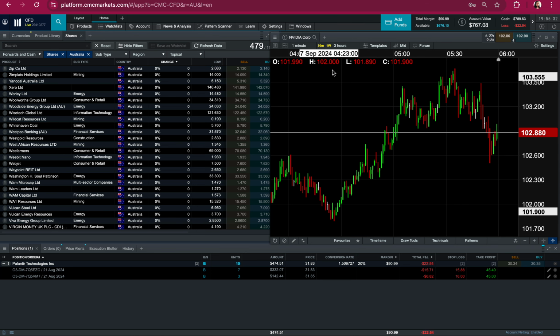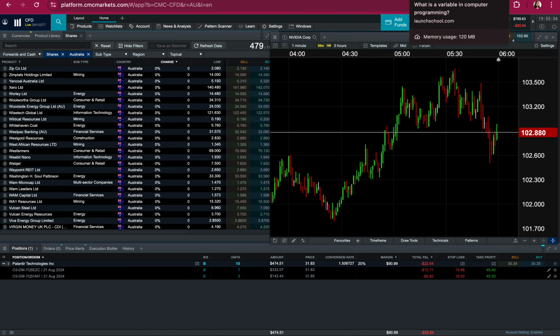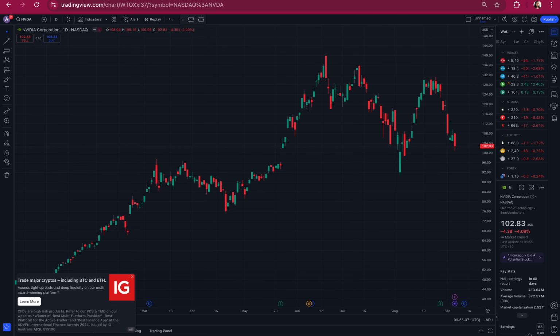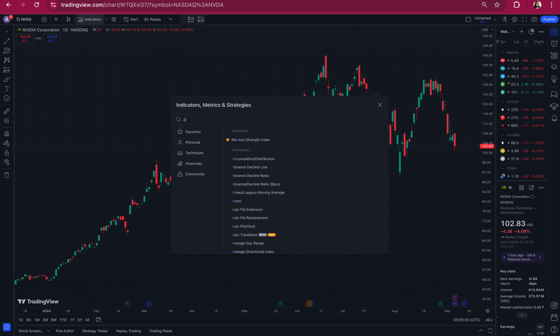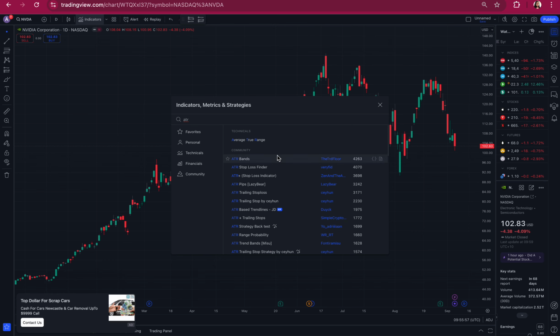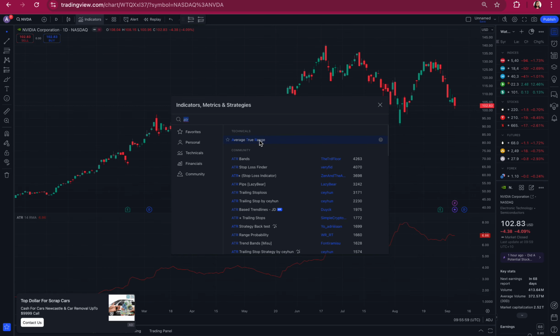So this particular average true range is used to calculate where to set your stop loss. Let's go to TradingView. So let's go to the indicator and set up ATR, which is average true range, and I've picked up the first one.